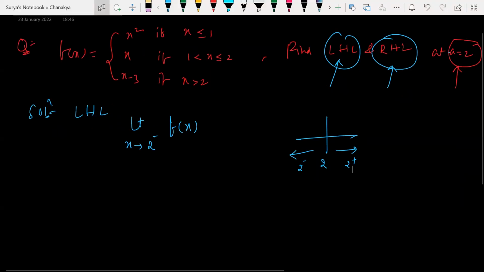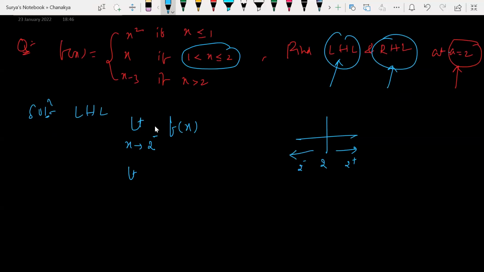LHL is limit x tending towards 2 minus f of x. 2 minus means left side values of 2, which means less than 2. For less than 2, what is the function I have? Less than or equal to 2, the function is x. So limit x tending towards 2 minus f of x is x. NEET, you understood my point?